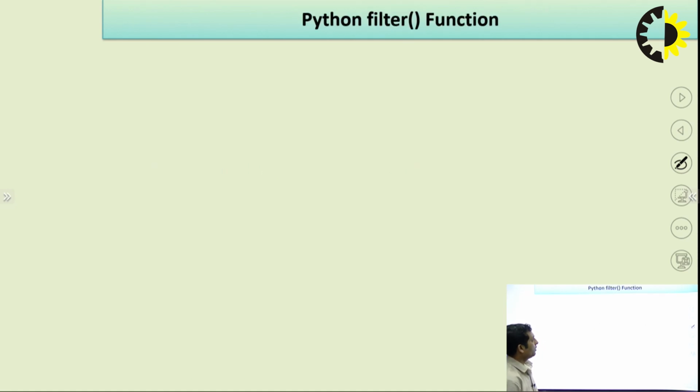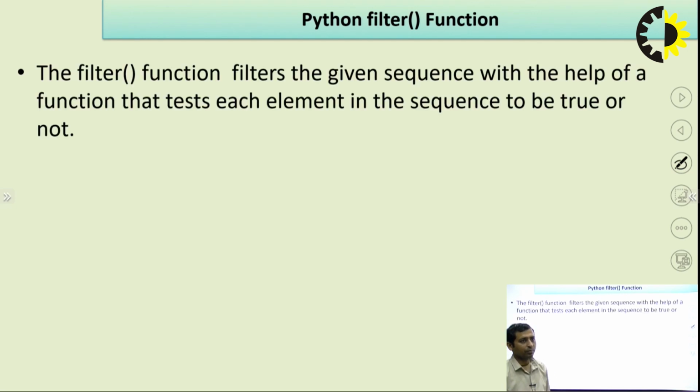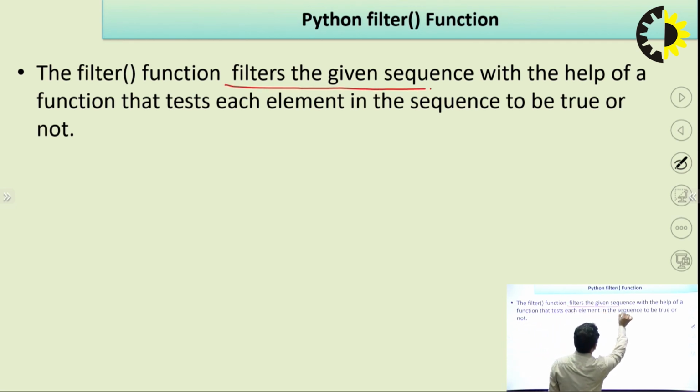First, we see the filter function, how it works, what is the purpose of this. The purpose of the filter function is to filter the given sequence. This sequence may be a list, a tuple, etc., or a string, with the help of a function that tests each element in the sequence to be true or false.